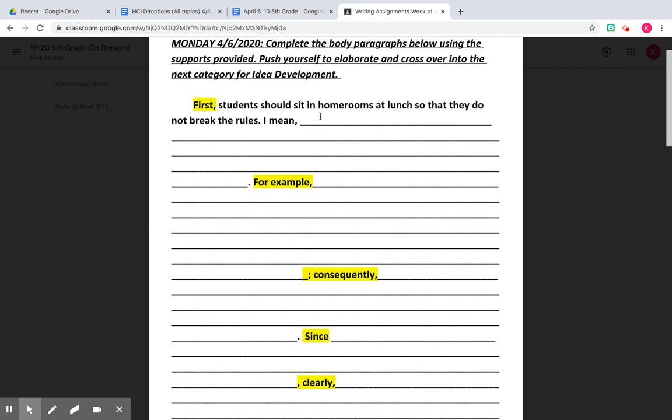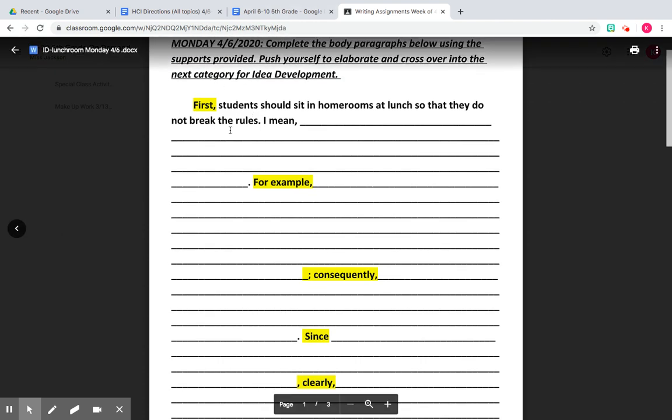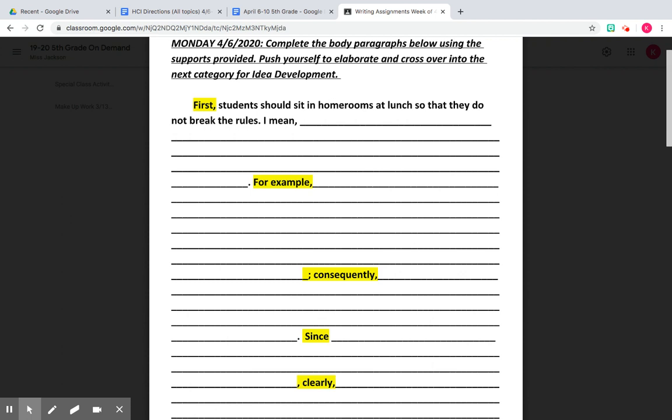So this one should look a little bit familiar. Actually, I pulled this support from one of your all's papers. This was the third on demand that we wrote this year about the lunchroom. So it says, first, students should sit in homerooms at lunch so that they do not break the rules.